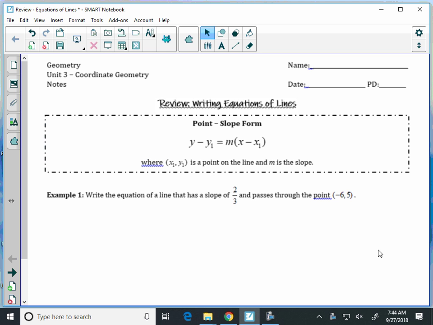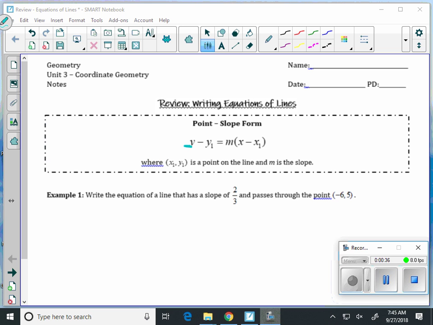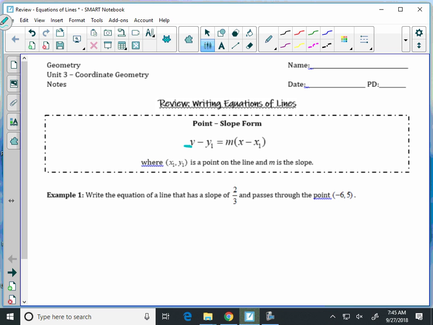So we're just going to first practice writing equations of lines in point-slope form. When you write an equation of a line in point-slope form, the first y and the first x don't change. That always stays a y, that always stays an x. Okay? The y1 and the x1, all you're doing is taking the point and plugging it in. So x1 goes where the x1 is, y1 goes where the y1 is.